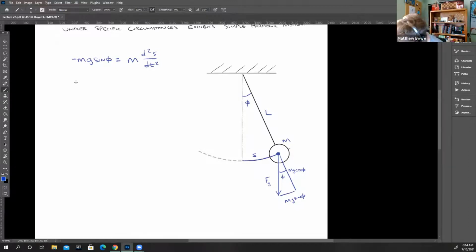And since we have an arc length, the arc length S is equal to L times phi. This is just like radius times angle, position. I'm going to take this thing that I just underlined right here. We're going to integrate it twice.